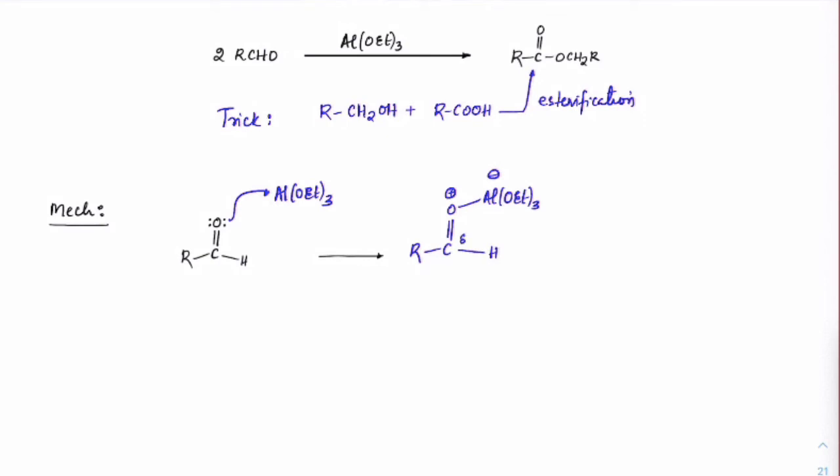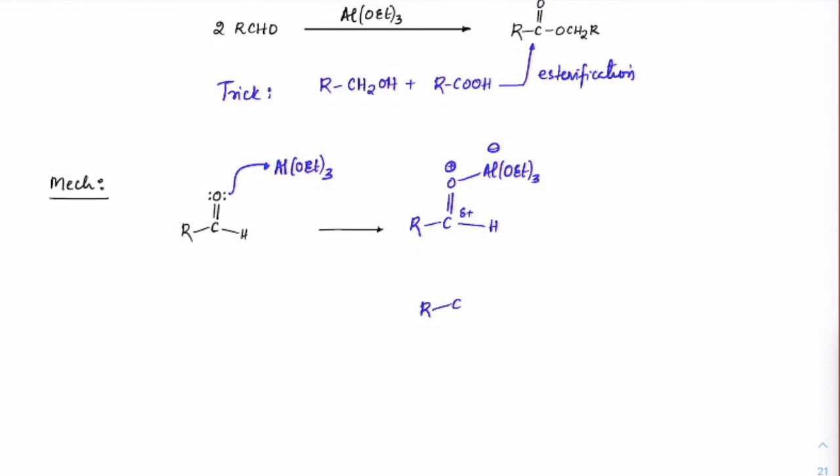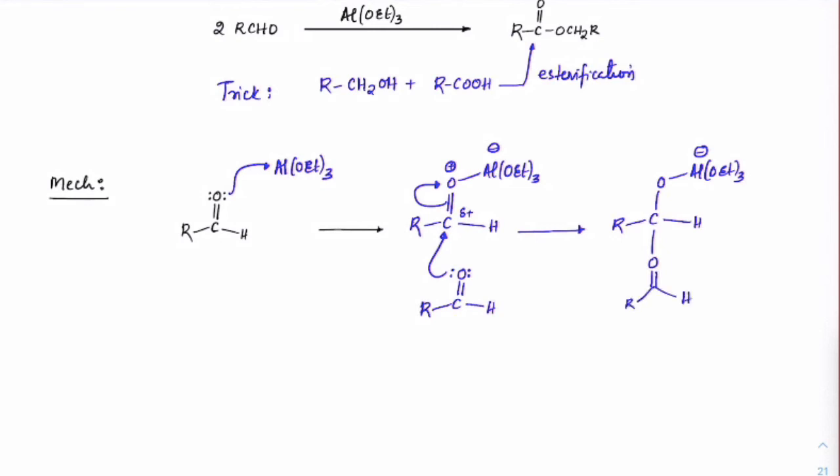This will increase the delta positive on the carbon, makes it nucleophilic. So now the second mole, which is RC double bond OH, the lone pair present on it can attack here. As soon as that attack happens, this bond will move on to oxygen. So we will have RCO here with Al(OEt)3 with minus charge, H, oxygen double bond with R and H. This is how it is.